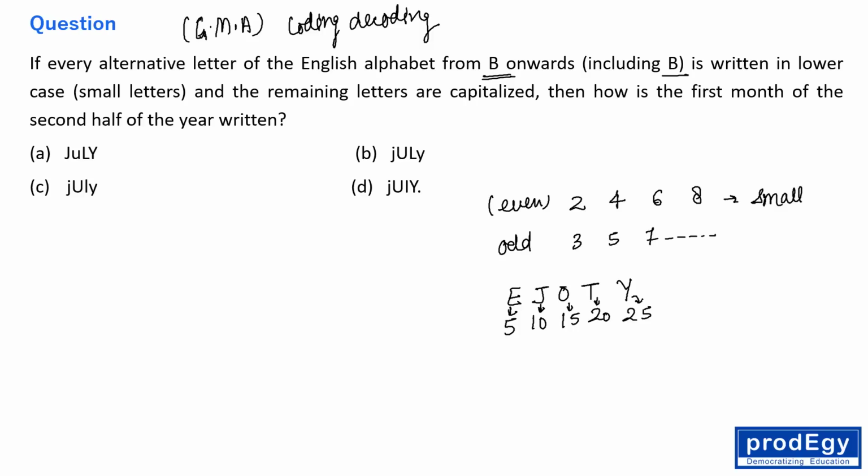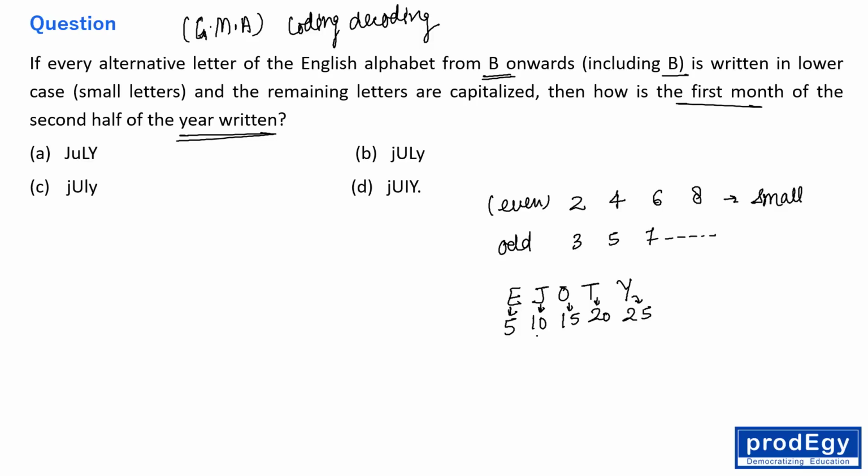The question is asking, how is the first month of the second half of the year written? The complete year can be divided into two halves of 6 months each. The first half is from January to June and the second half is from July to December. So the first month of the second half is July, and the question is how July will be coded.